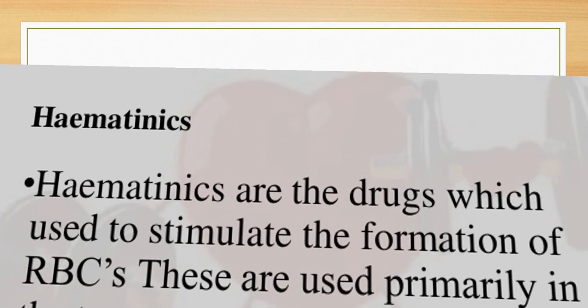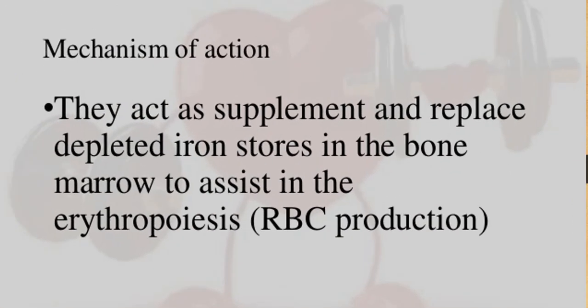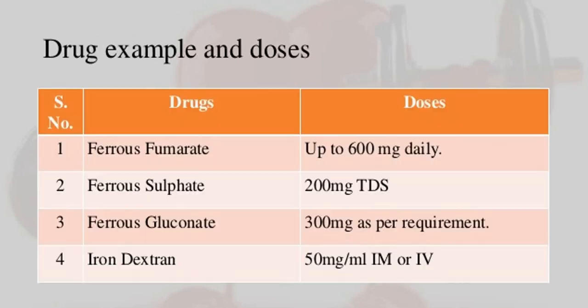Okay. Next is mechanism of action. They act as a supplement and replace depleted iron storage in the bone marrow to assist in erythropoiesis, which is the production of RBC. Okay, got it. Next, drug examples and their doses.